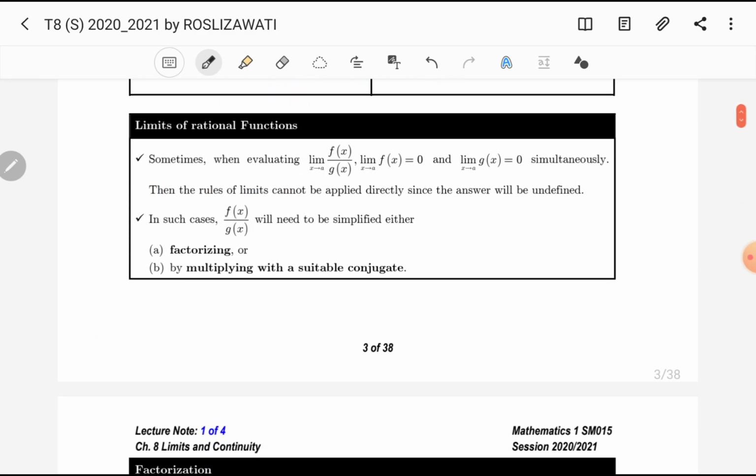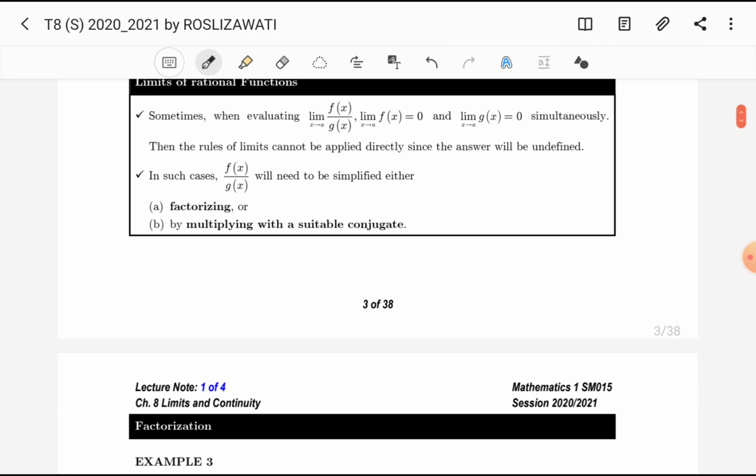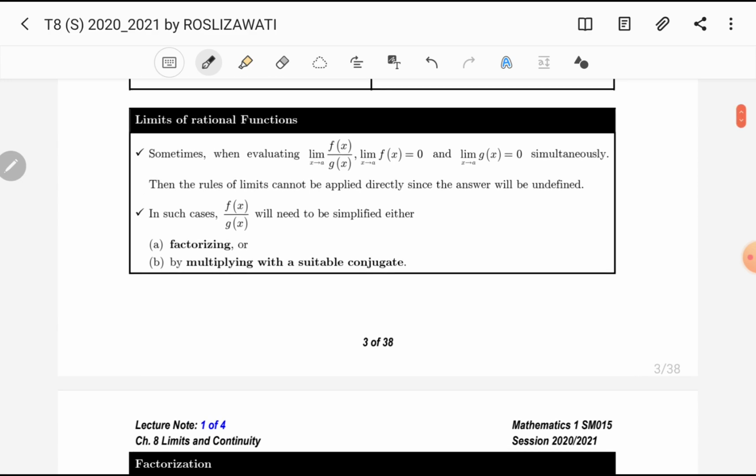Limit of rational function. Rational function means it is in the form of a fraction. For limit, I already answered earlier. To get the answer, we substitute directly the number that x approaches into the function. But sometimes, when we substitute, we get something that is undetermined.